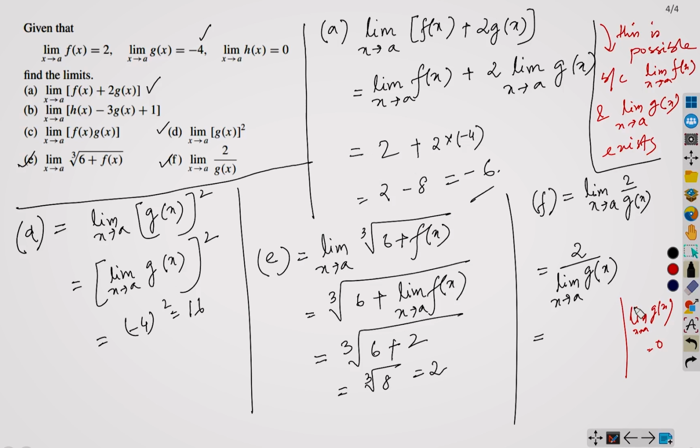Okay, let me just remove this. So we obtain here minus 4, and simplifying we obtain minus 12. So I hope this part is clear now. If you have any doubt, let me know. I will help you to understand.